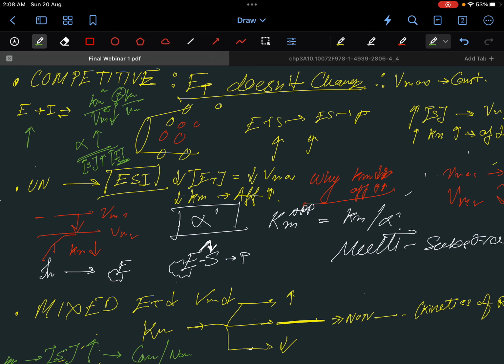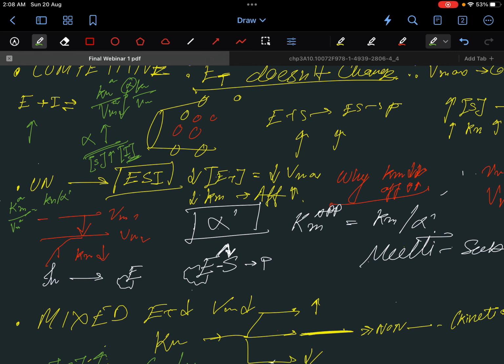No. Why? Because Km apparent by Vmax apparent, what is the Km of uncompetitive? It is decreasing, right? So Km by alpha dash, and again Vmax by alpha dash, right? So these alpha dashes are cancelling. The ratio of Km and Vmax does not change. So there is no alpha or alpha dash in this ratio, so there is no factor by which substrate concentration can be increased so that the effect of inhibitor is gone. And this makes sense, right?